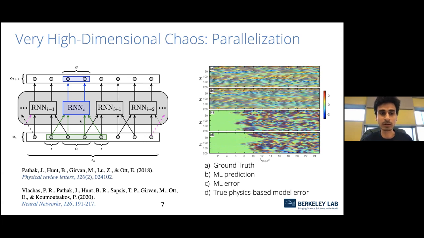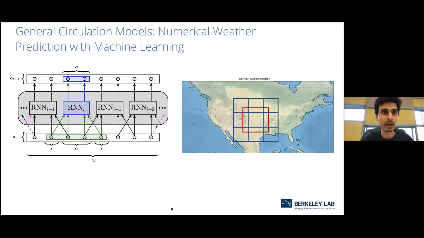In this case, we are imposing the fact that there are no long range interactions in this PDE system, and we showed in a couple of papers that it can be really efficient for predicting the state of a very high dimensional chaotic dynamical system. This work can also be extended to general circulation models for numerical weather prediction with machine learning.